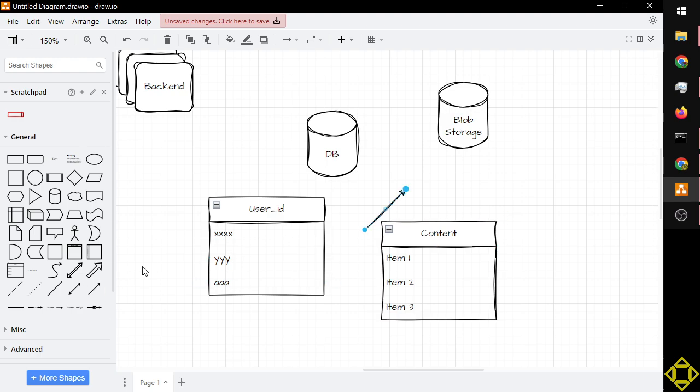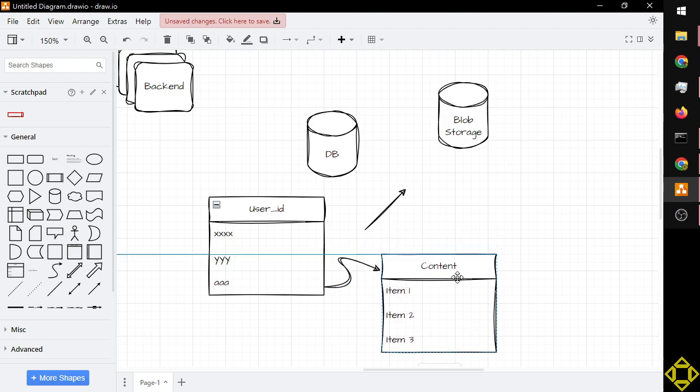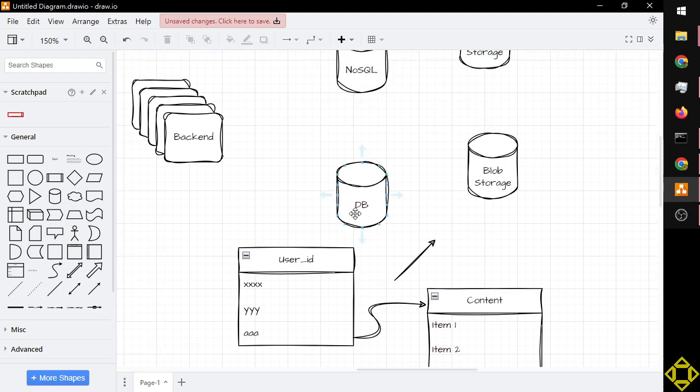Okay, I think it's relatively easy. So the table will be SQL.